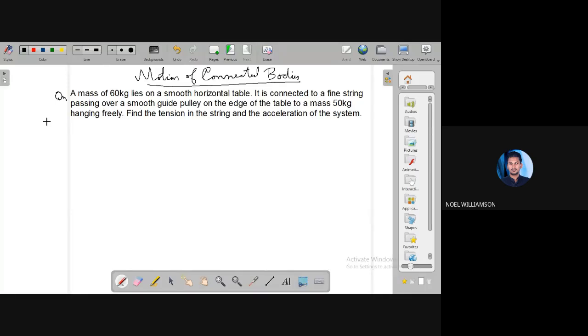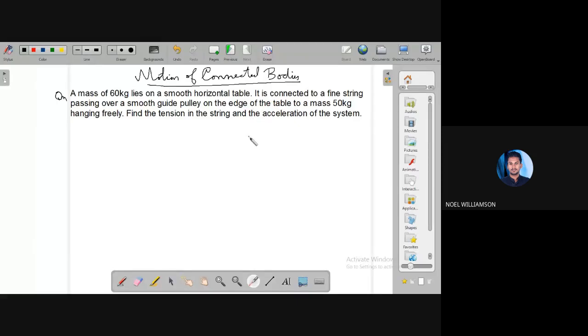Okay. A mass of 60 kg lies on a smooth horizontal table. It is connected to a fine string passing over a smooth guide pulley on the edge of a table. So the figure may or may not be given.